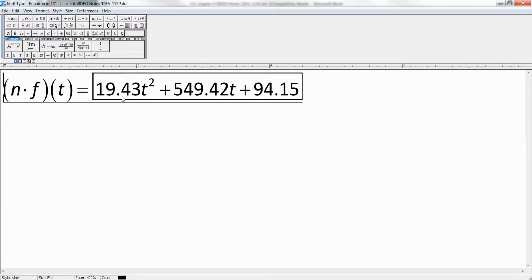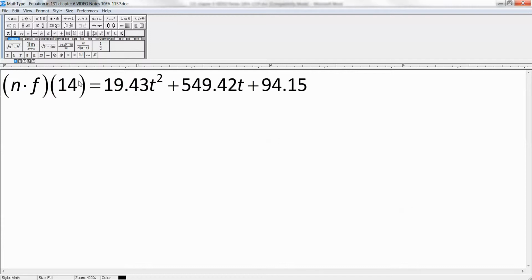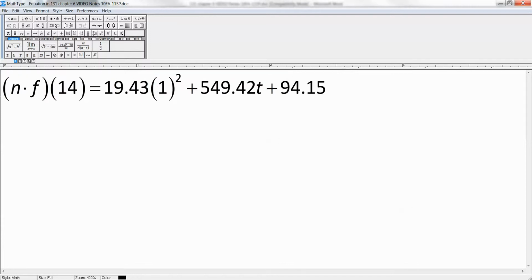Okay, so instead of t, I'm going to have the number 14. So here I'm going to have 14.